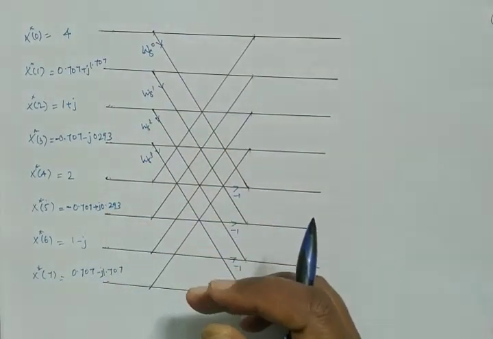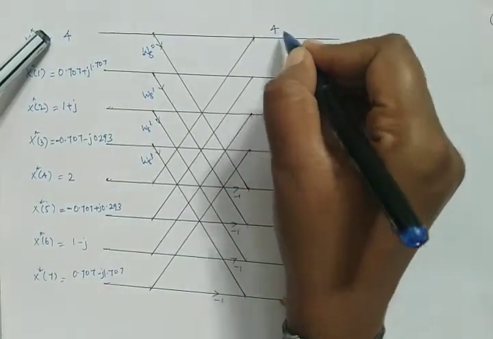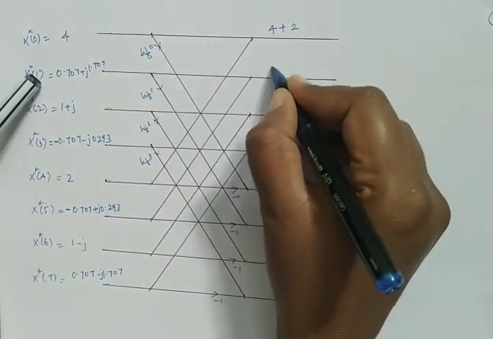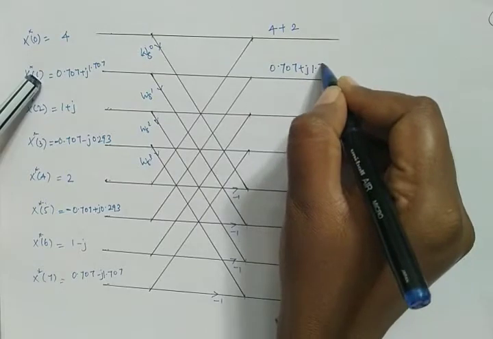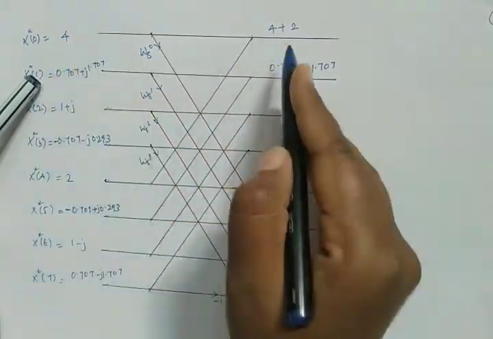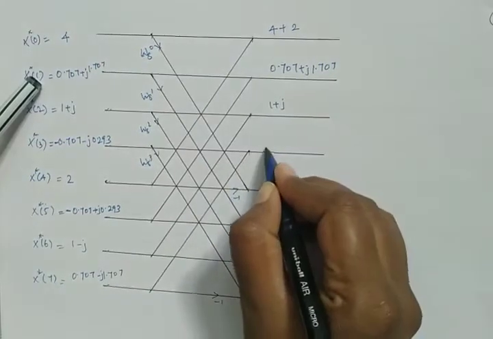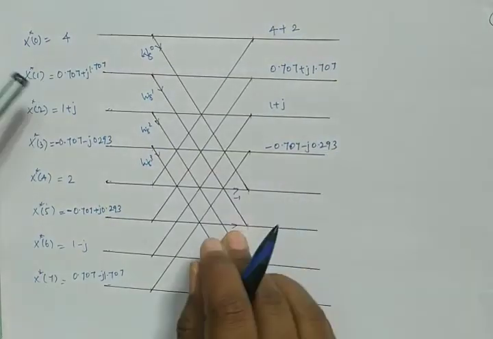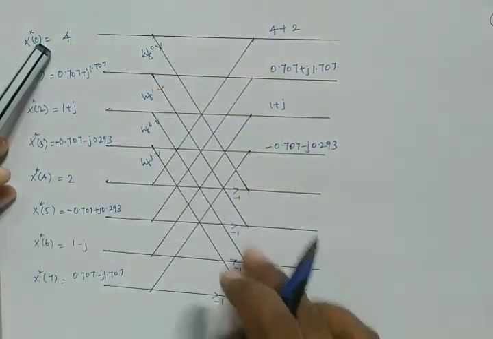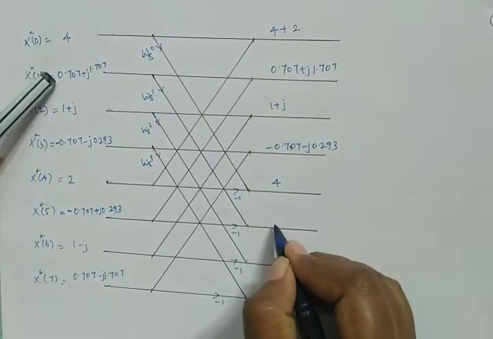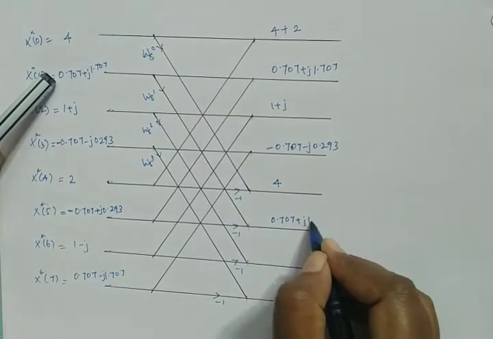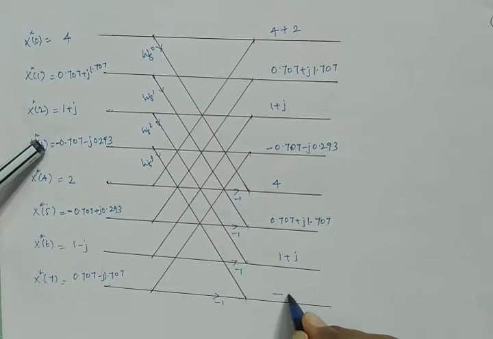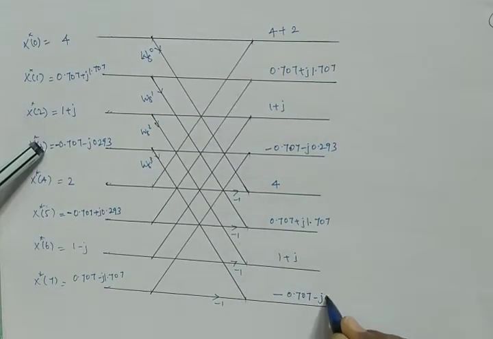Now let us follow the instructions. So here we have 4 plus 2, because this line touches here, 4 plus 2, and here it is 0.707 plus j 1.707. If you get confusion, as I already said, write the 4 values first, that is 1 plus j, and here it is minus 0.707 minus j 0.293. Since it is the first step, you can write this also continuously. So here write 4. Here it is 0.707 plus j 1.707, here it is 1 plus j, and here it is minus 0.707 minus j 0.293.